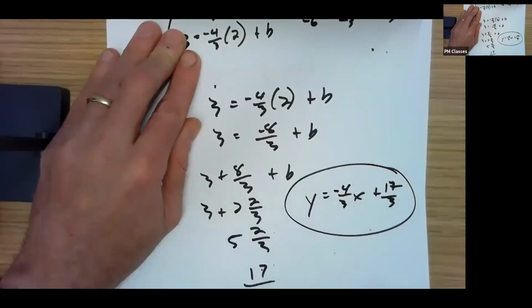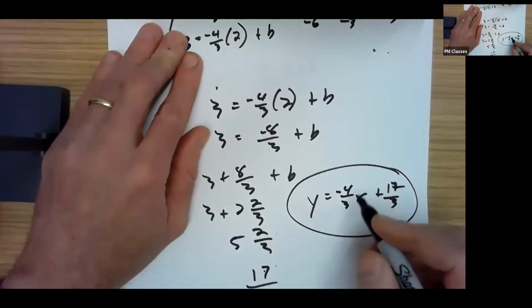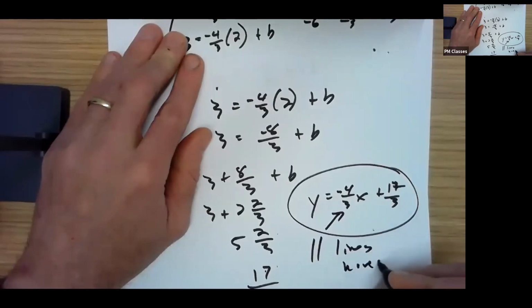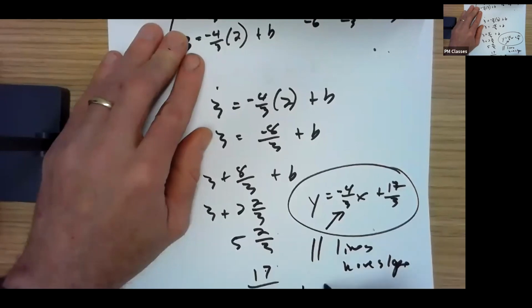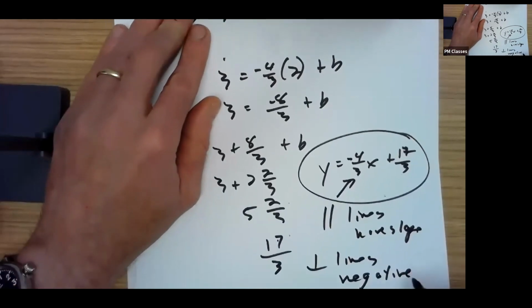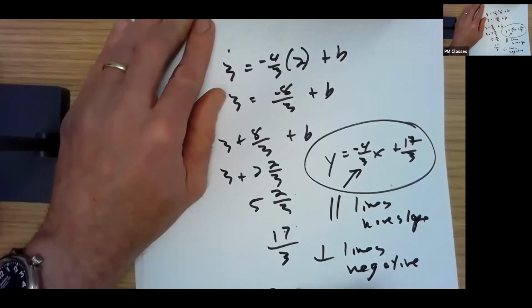Okay, so a couple of things. One with a line: parallel lines have the same slope. This is really important. And perpendicular lines, their slopes are negative reciprocals. So if I had another line that was parallel to this, I'd have negative 4/3 x, I don't know, plus 2. It has a different y-intercept. Still has a negative slope, but it has a different y-intercept.